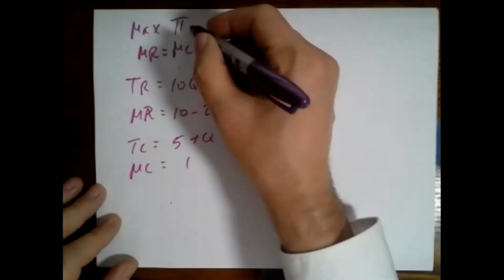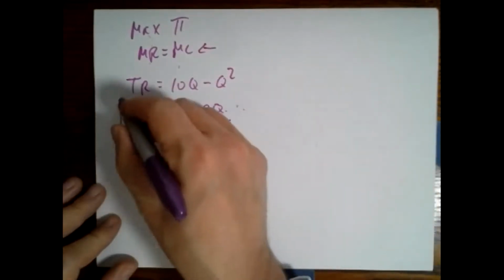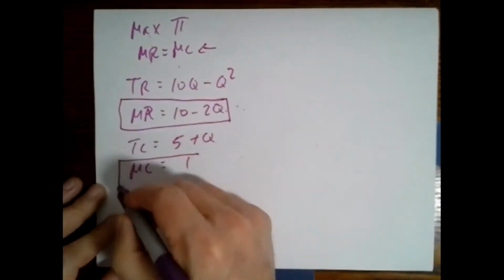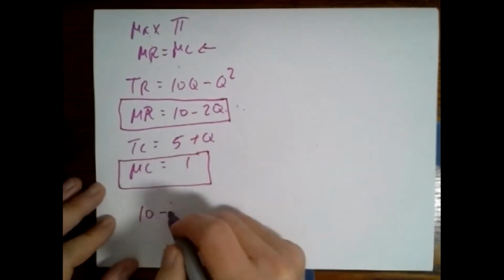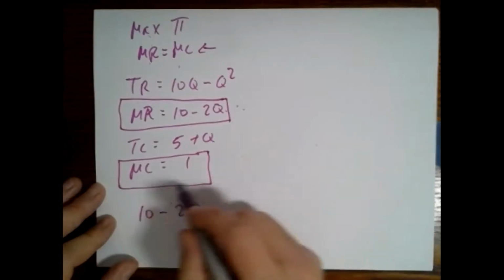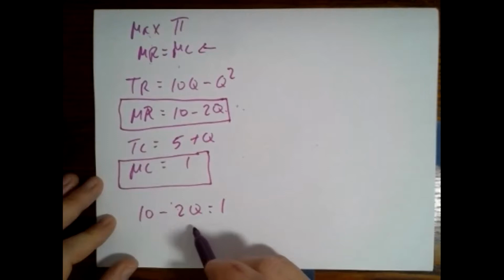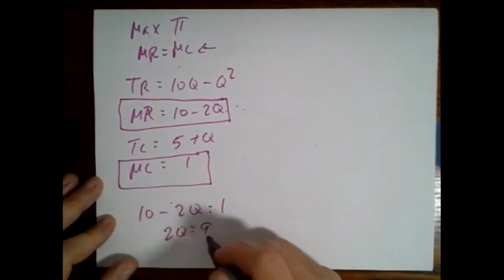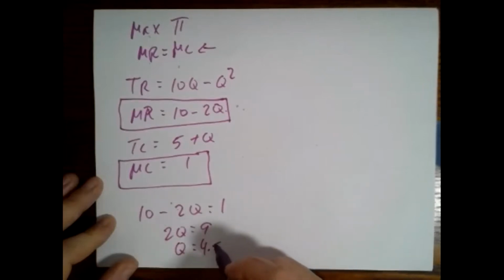If profit maximizing quantity happens when marginal revenue equals marginal cost, then we set marginal revenue equal to marginal cost. Marginal revenue is 10 minus 2Q, and marginal cost is 1. This one's a pretty simple one. Add 2Q to both sides, subtract 1 from both sides, we get 2Q equals 9. Divide through by 2, and we get Q equals 4.5.